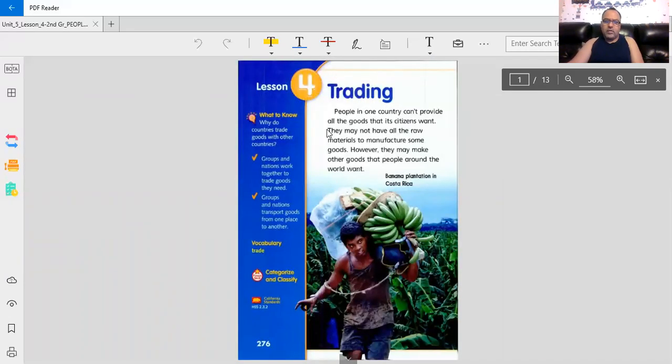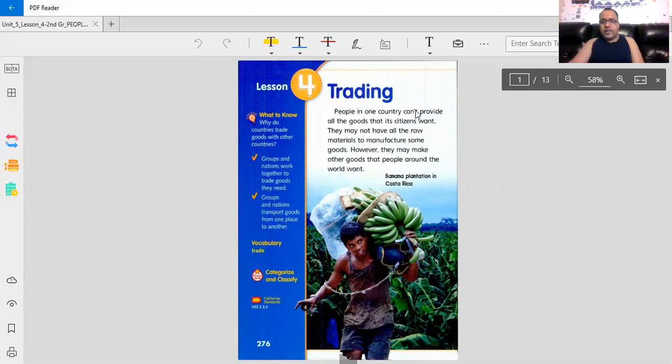Trading. Why do countries trade goods with other countries? Why? Groups and nations work together to trade goods they need. Groups and nations transport goods from one place to another. Some vocabulary. One specific vocabulary word is trade.